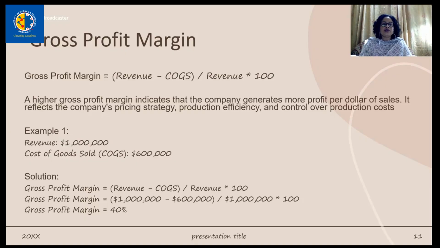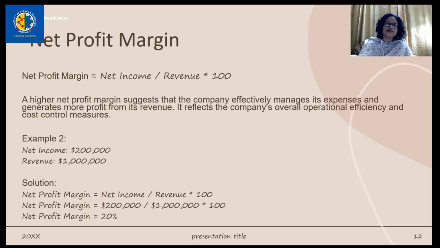So revenue is 10 lakh, and your cost of goods sold is 6 lakh. So gross profit margin would be revenue minus cost of goods sold, that is your 10 lakh minus 6 lakhs, divided by the revenue, that is 10 lakh, into 100. As we are multiplying with the 100, it is 40% after calculation.